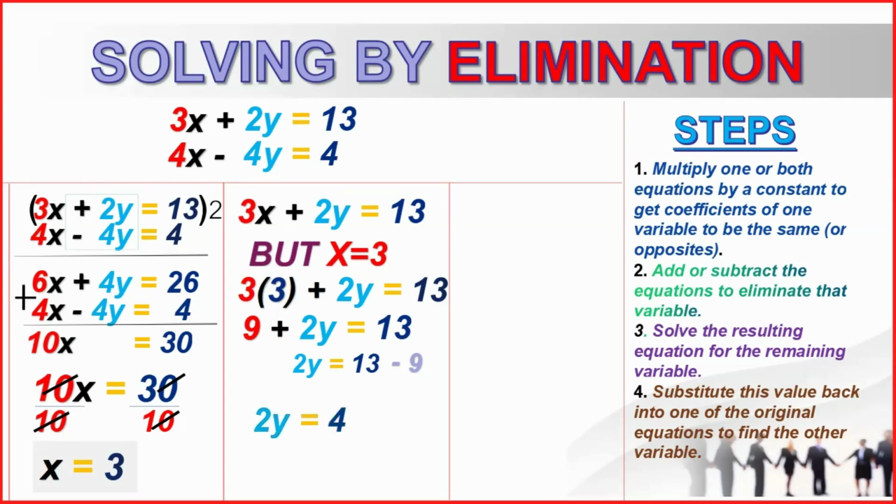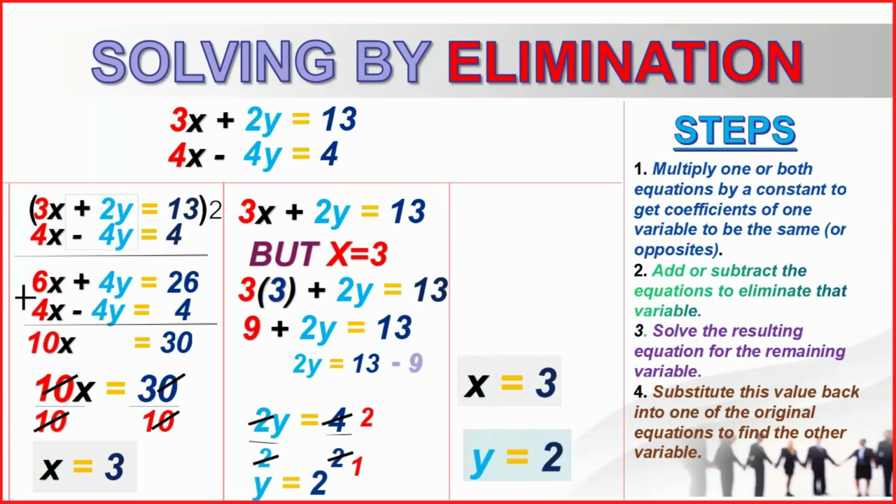So what about 1y? You divide by 2 on both sides. Dividing, we get 1 by 2, 2. So y equals 2. I think it's very simple. Y equals 2. So our answers are x equals 3 and y equals 2. Then you mark correct.